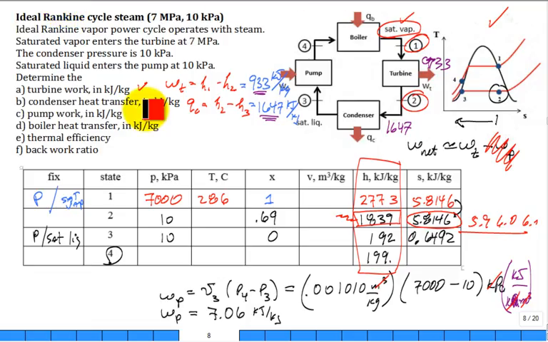What about the work of the pump? Hey, we just calculated the work of the pump, didn't we? 7.06. So WP. Now here is where the net work is 933 minus 7. Somebody said, it's close enough to 933. No, it's going to be 926. You have to subtract the 7 off.